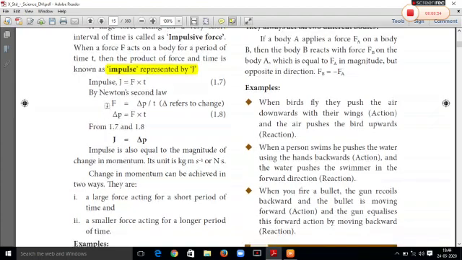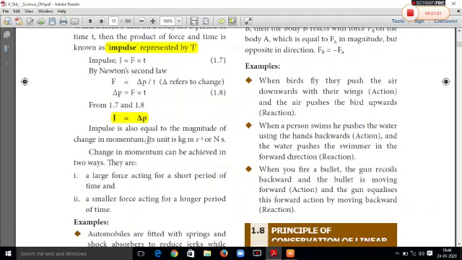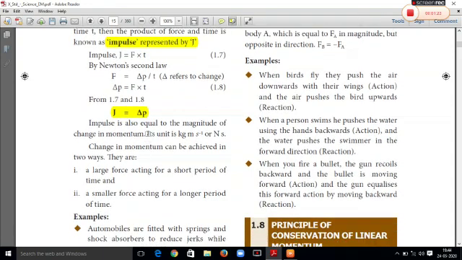By Newton's second law, force is equal to change in momentum by time. F is equal to del P by t. Now, to find del P, multiply force and time. Del P is equal to F into t. In equations 1.7 and 1.8, the RHS are equal, so the LHS are also equal. Then, impulse J is equal to del P. From this, you know that impulse is also equal to the magnitude of change in momentum.